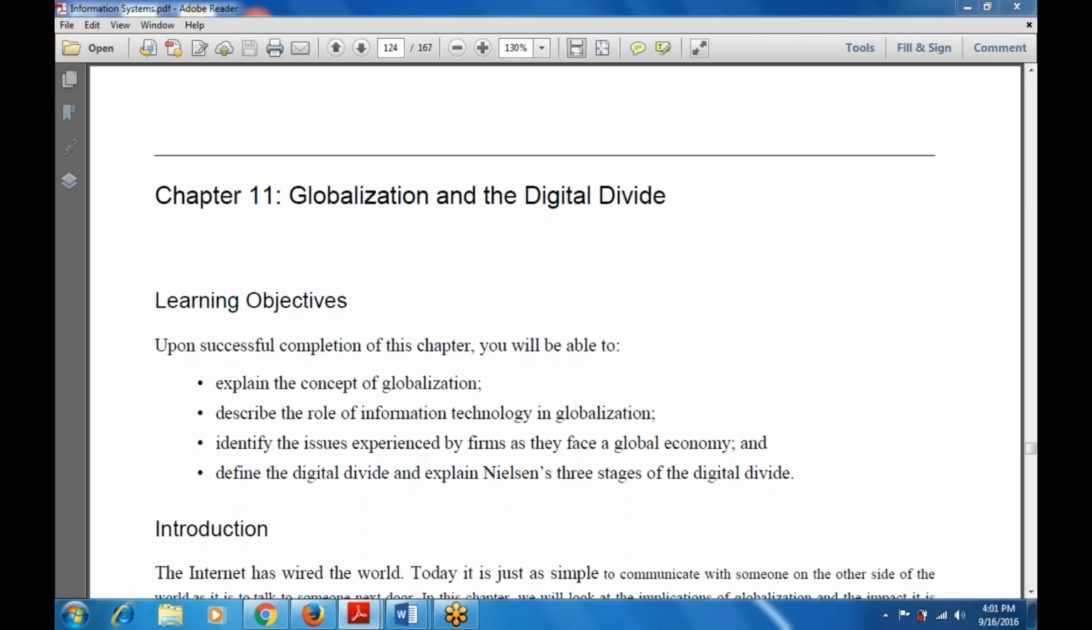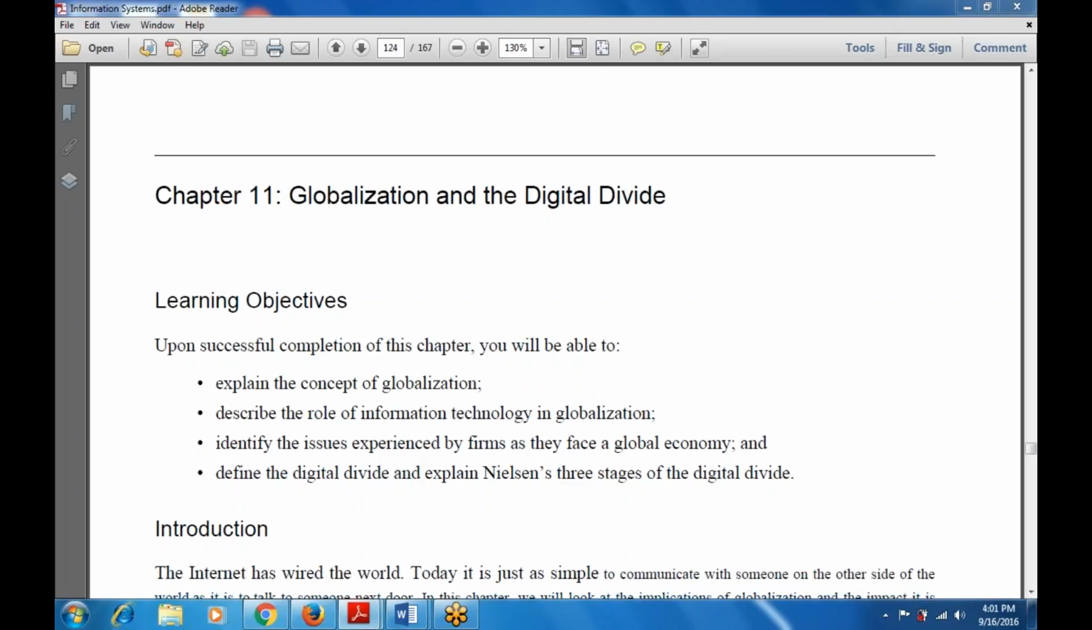Upon completion of this chapter, you will be able to explain the concept of globalization. That is, what is globalization? Then describe the role of information technology in globalization. That means how IT plays a role in globalization, or what is the impact of IT on globalization.